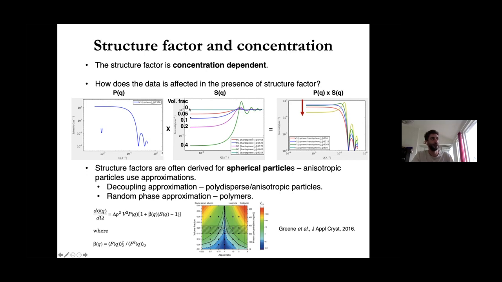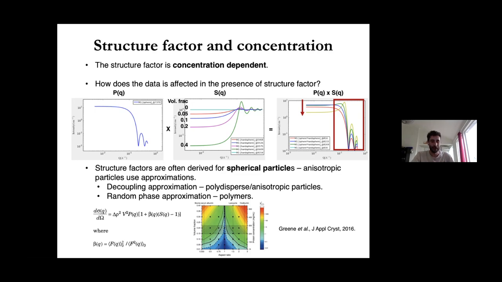But as soon as we start to implement these different structure factors, we are going to see how this affects the data in different ways. There is going to be, for example, the appearance of a peak at high Q, and a drop in the intensity at low Q. This is something that is characteristic of repulsive interaction potentials.